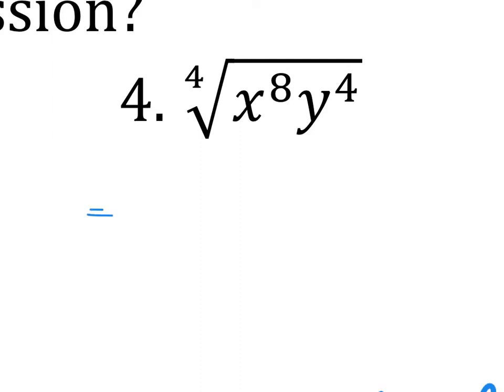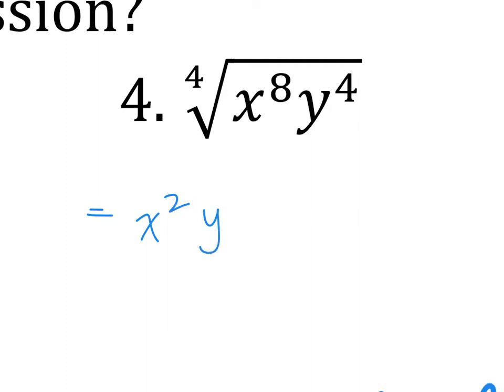So let's go ahead and simplify. We're going to get stuff out of the root. There are 8 x's. If 4 of them can pair up, then 1 of them comes out, so x squared. Y to the 4th: 4 of them, 1 of them comes out. Y.